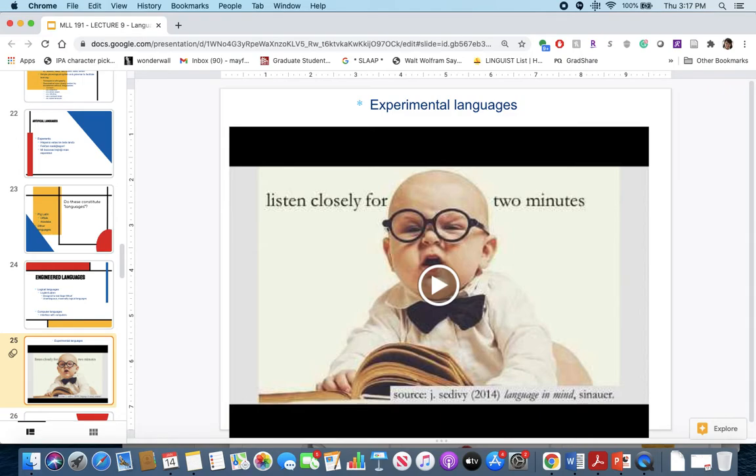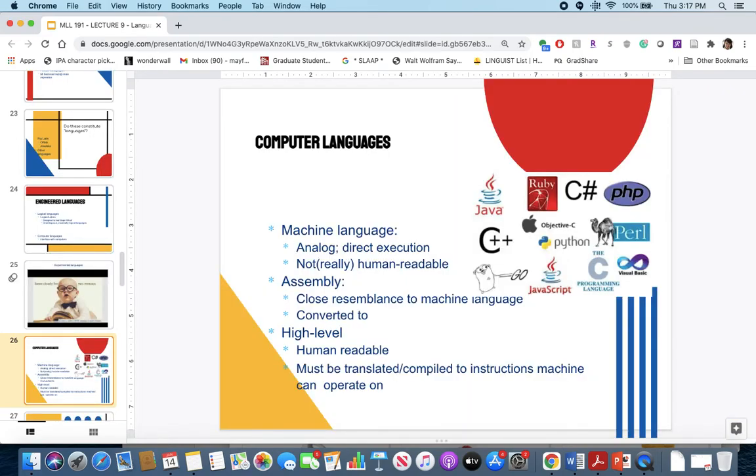have regarding a language. So some of you might be familiar with this, especially if you're a computer science major, looking at the kinds of machine language: analog, direct execution, human readable, although that's debated, right? It's not really human readable. Assembly, close resemblance to machine language, something that's converted to. So, for example, you have C++, you have Java, you have PHP, JavaScript, right? So the high level languages are ones that are human readable and can be translated or compiled to instructions and can be operated on.